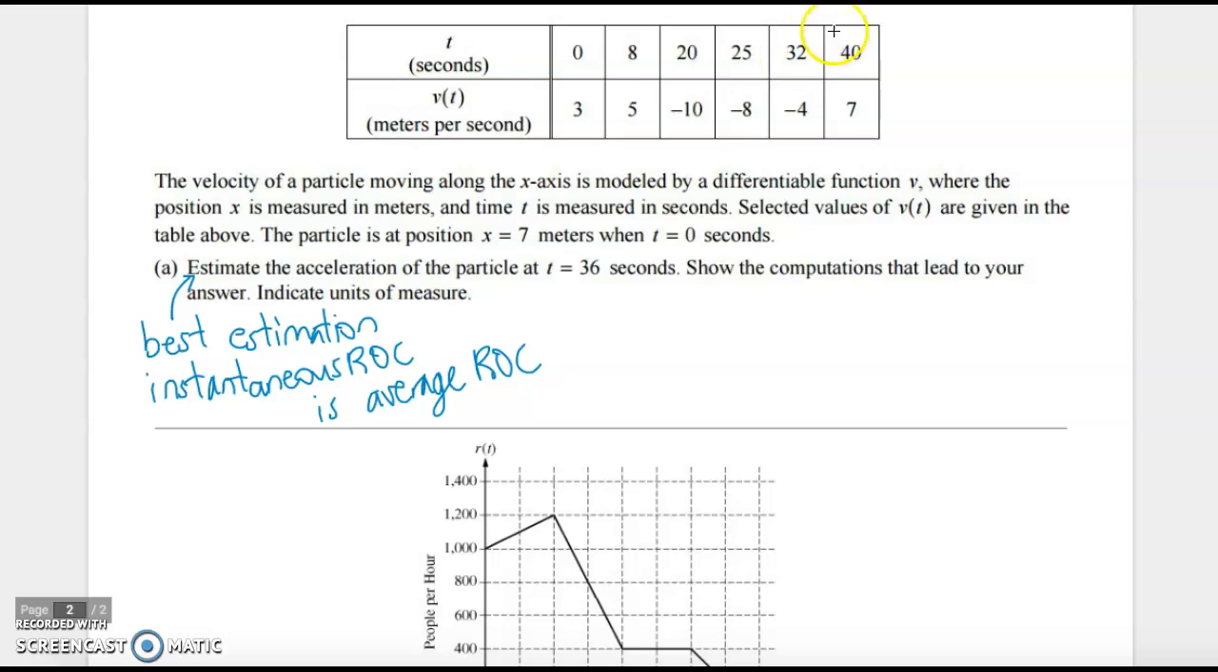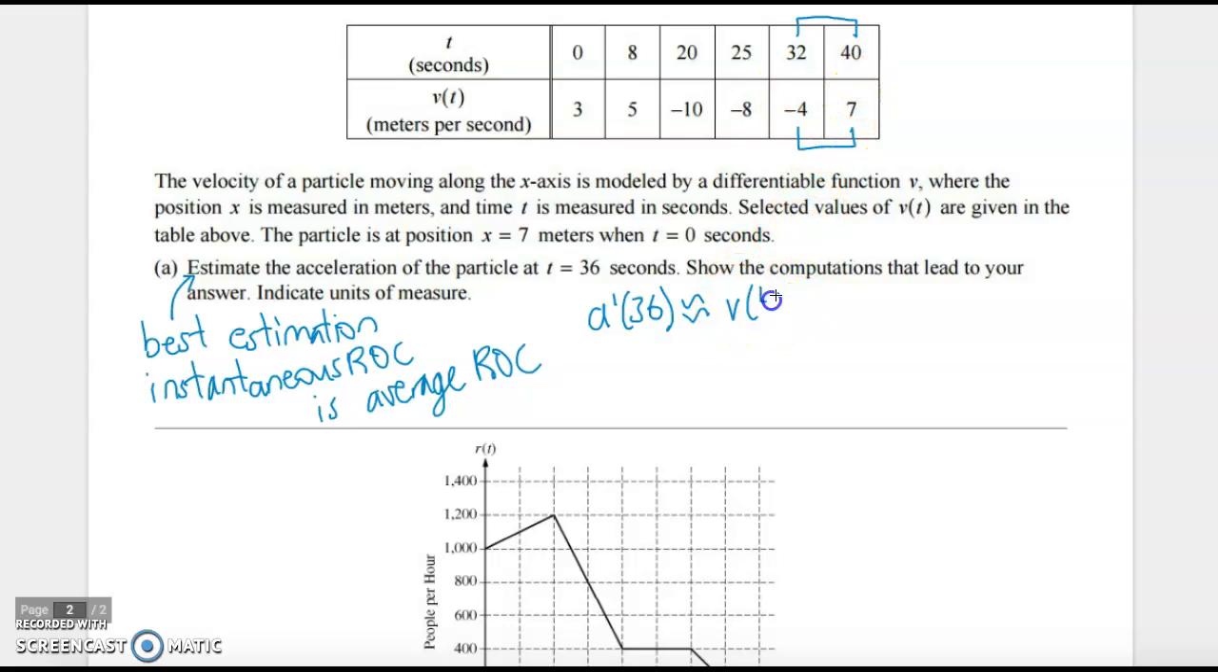So basically what I'm saying is if you want to estimate the velocity of the particle at 36 seconds, but I don't actually know the velocity at 36 and I don't have a function to work with, what I can do is find the average rate of change from 32 to 40 seconds, and that's going to be my best estimate for the instantaneous rate of change. So really, my a prime of 36 is going to be best approximated by finding the average rate of change of the velocity from 32 to 40.